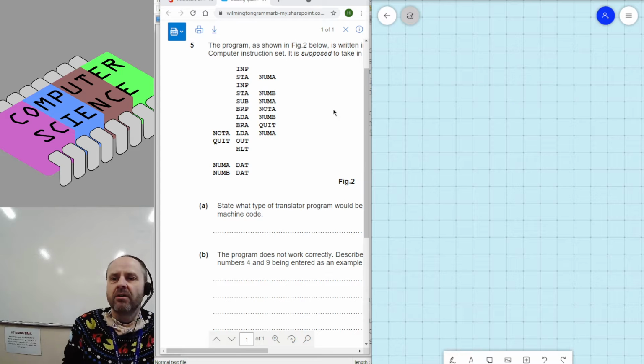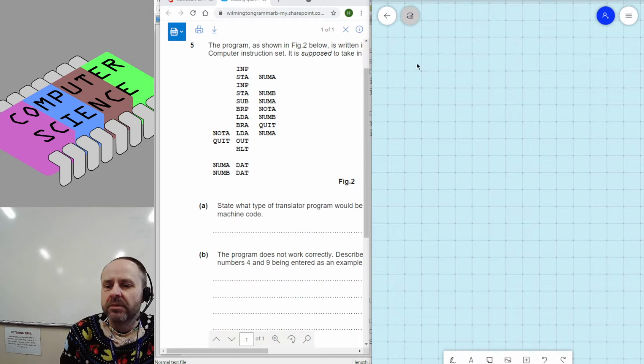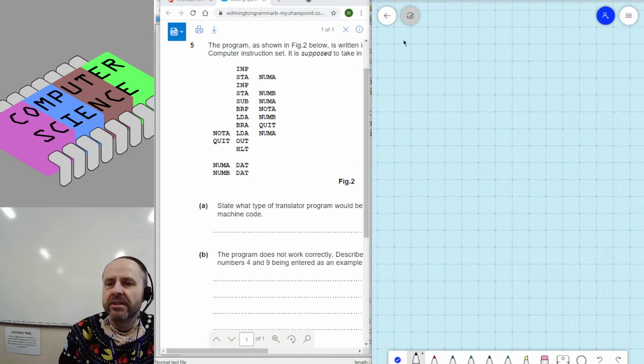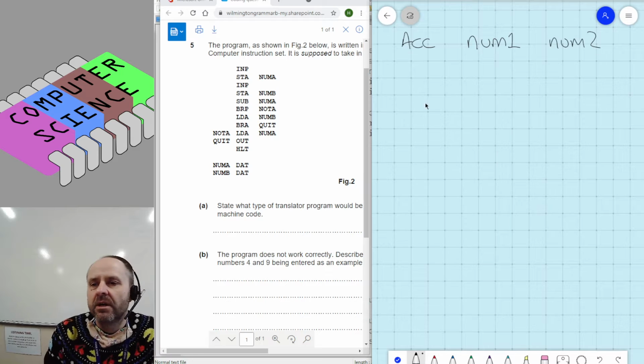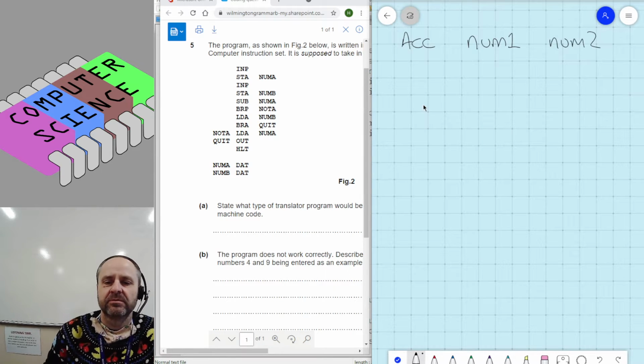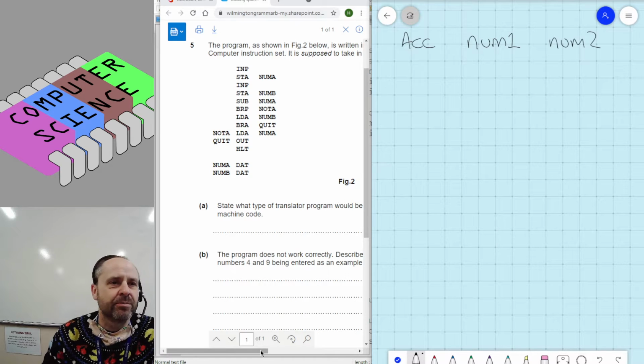Right, okay, so I'm just going to put ACC, num1 and num2. Right, so I'm going to start with input. We've got to remember what input does. What does it do? What does input do? Takes an input and puts it where?